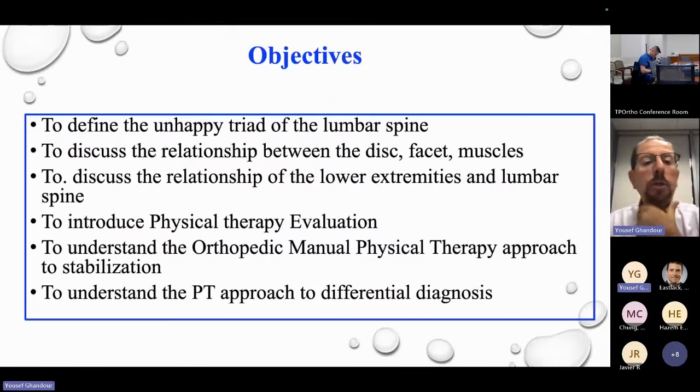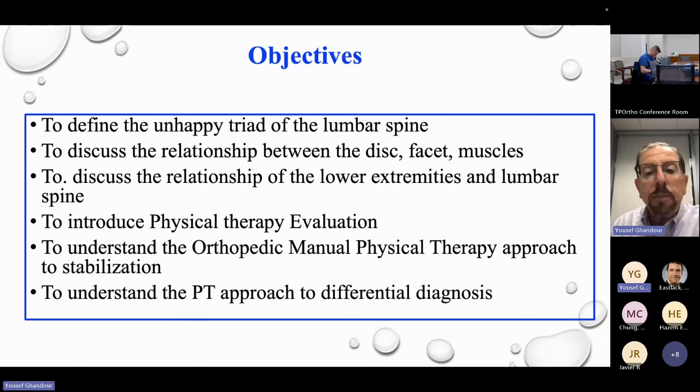Again, I have no disclosure. My intent behind this presentation is to give you a little bit of an update on what we do for physical therapy, and also to look at the lumbar spine, how we look at it from this end, in particular talking about the relationship between the different components of the disc, facet, and the muscles, how they interrelate to each other, and how we as physical therapists take a look at that.